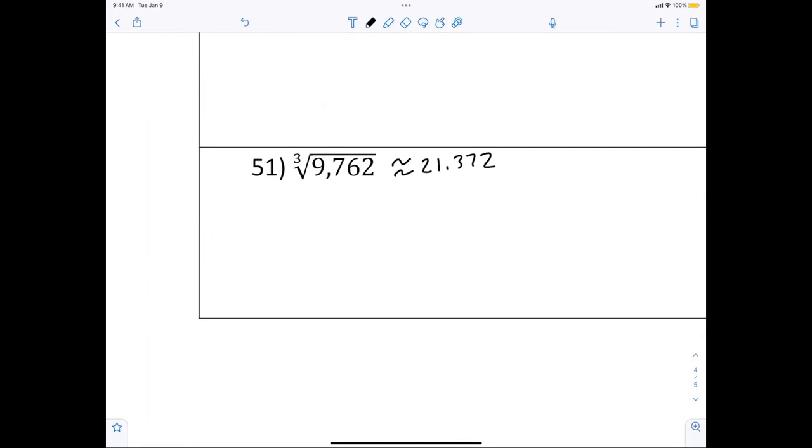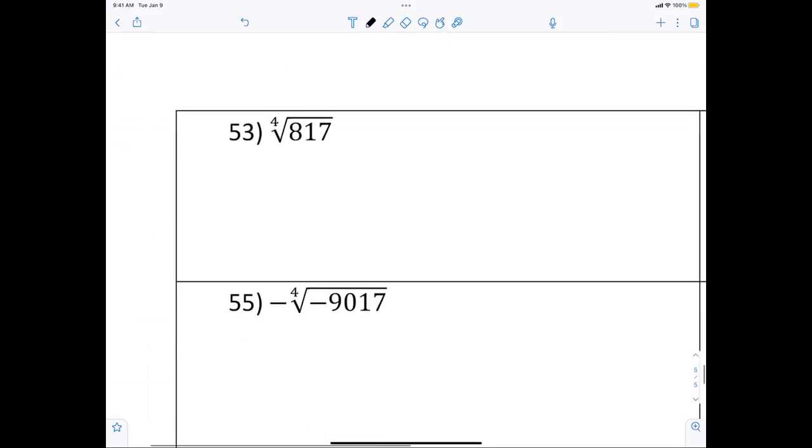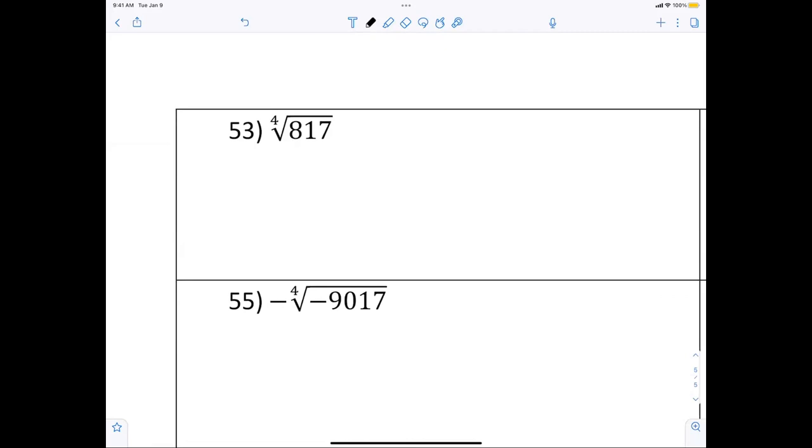21.372. Uh-oh. Evan, you got the hard one. How do I do the 4th root? Math 5. Thank you very much. Math 5. And then you have to type in the 4th root. Thank you. That was good. Very good. And what is that now? I'm waiting for Evan. 5.346.